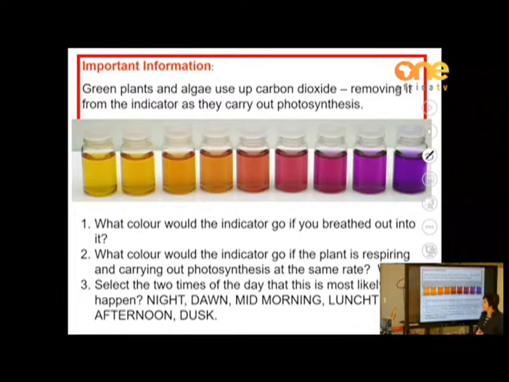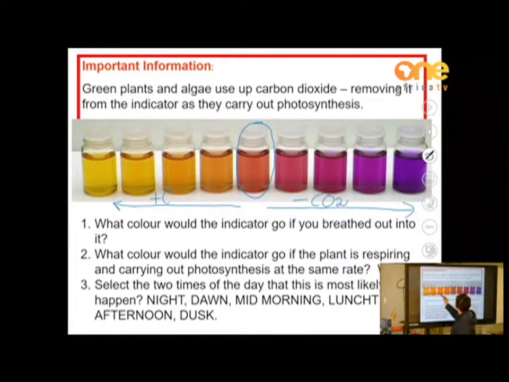Yeah, we are learning. Now, what color would the indicator go if you breathe out into it? So we say this is for atmospheric. To this side, an increase in carbon dioxide. Now, to this side, a decrease. Let's make a minus and this a plus. This is an increase and this is a decrease.